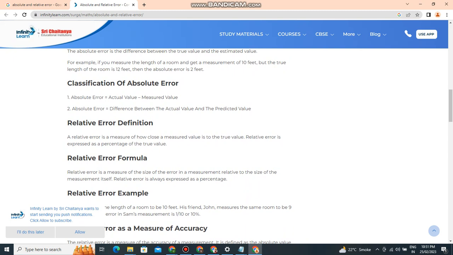Classification of absolute error: 1. Absolute error is equal to actual value minus measured value. 2. Absolute error is equal to the difference between the actual value and the predicted value.